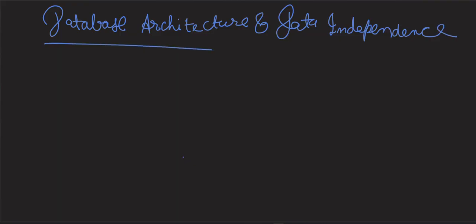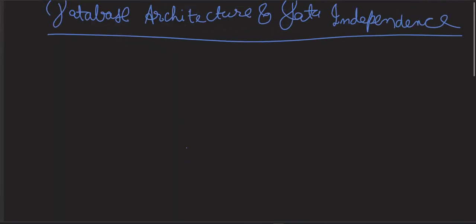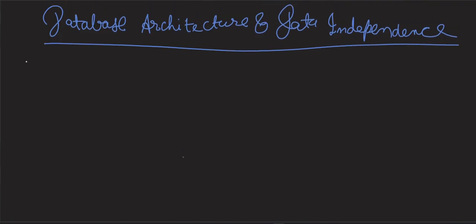Okay, so let's start with the introduction. Database architecture defines how the database system is structured and how different users interact with it. The most widely accepted architecture is the ANSI SPARC three-level architecture, which separates how data is viewed, represented, and stored.